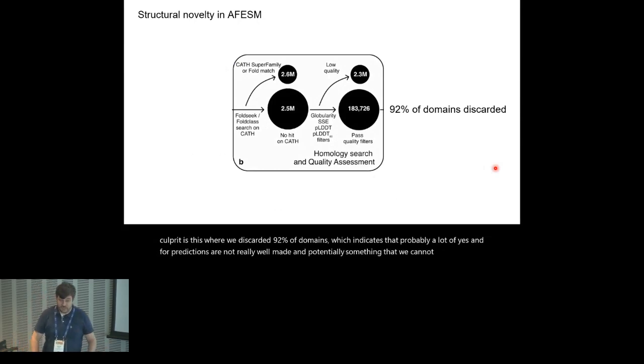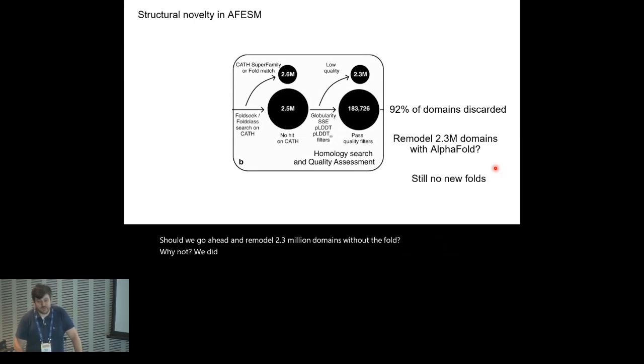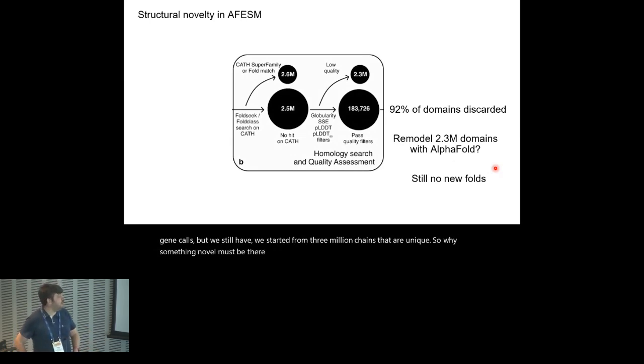Maybe they are something we can remodel potentially. So should we go ahead and remodel 2.3 million domains with AlphaFold? Why not? We did that. Still no novel folds. So, okay, why? We started looking at the composition of these errors, and there are a lot of fragments, a lot of bad gene calls, but we started from 3 million chains that are unique. So why? Something novel must be there because they're not in the AlphaFold database.